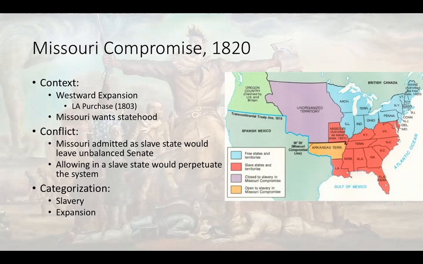And then in addition with that, you have agricultural innovations that allow for the opening up of more dry, hard dirt land in the West. So as a result, Missouri wants to become a state, but they want to become a slave state. And that makes people in the North kind of uneasy, because if Missouri is admitted as a slave state, it will offset the balance in the Senate.